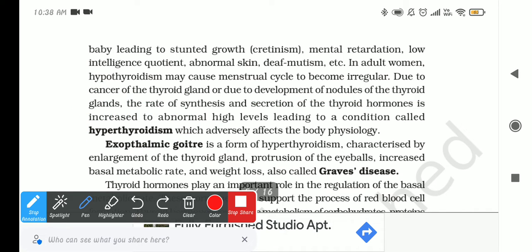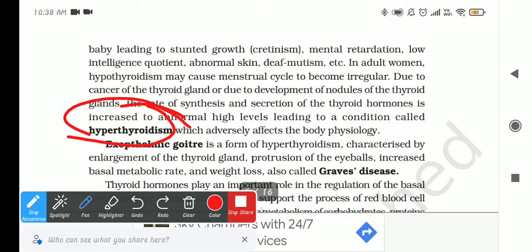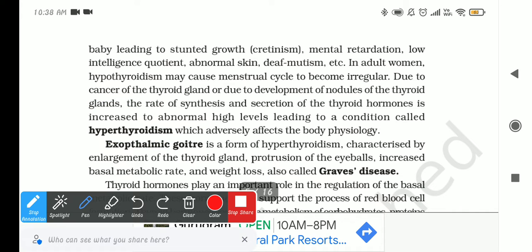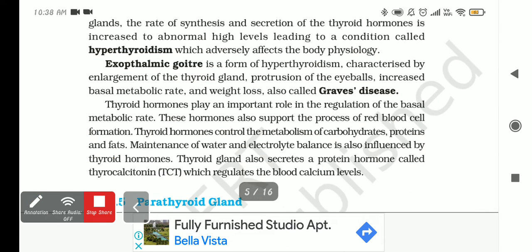leading to a different condition. Hypo and hyper are very different. Hyper means there is an abnormally high level, where the thyroid hormone is increased, and that leads to a condition called hyperthyroidism, which affects our body's physiology.